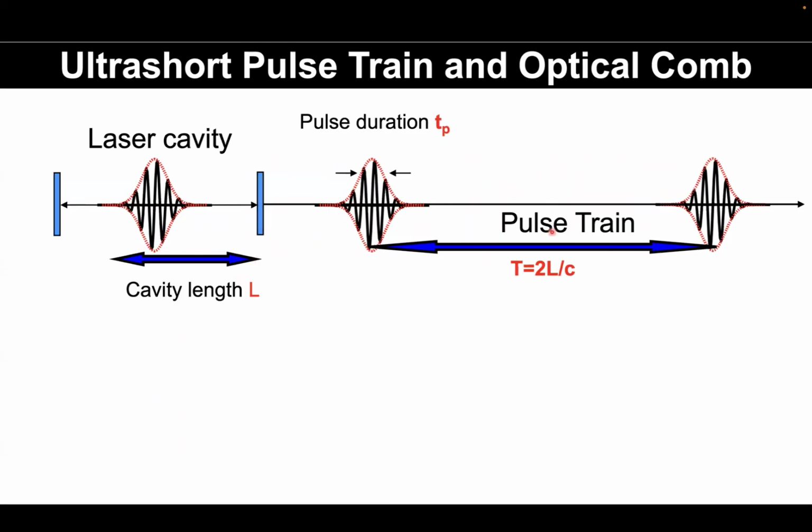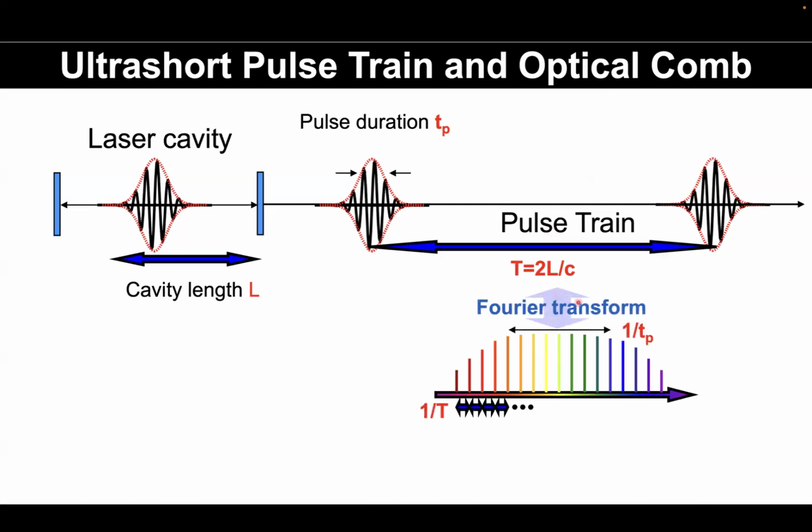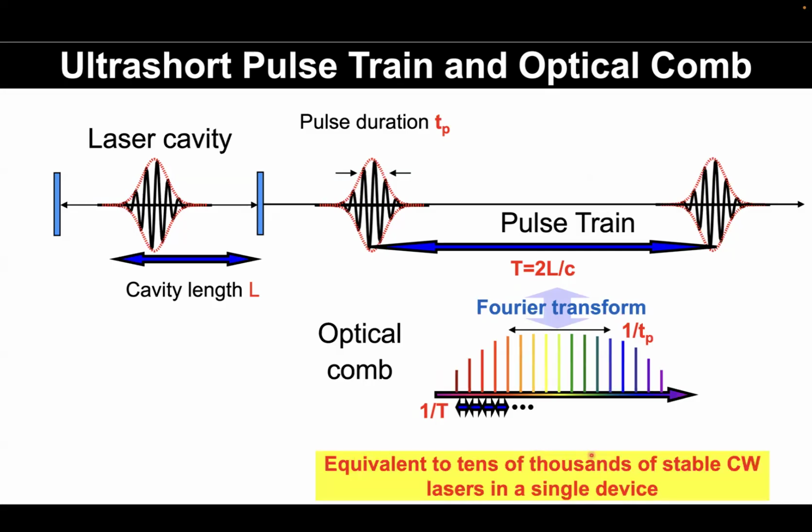Now let's look at this in the frequency domain using a Fourier transform. This results in a spectrum of discrete lines, namely the optical comb. The spacing between the comb lines is the inverse of the pulse period T. The spectral bandwidth depends on the pulse duration. A shorter pulse gives a broader spectrum. An optical comb is equivalent to tens of thousands of stable CW lasers in a single device. In this way, the ultra-short pulse train and frequency comb are connected.